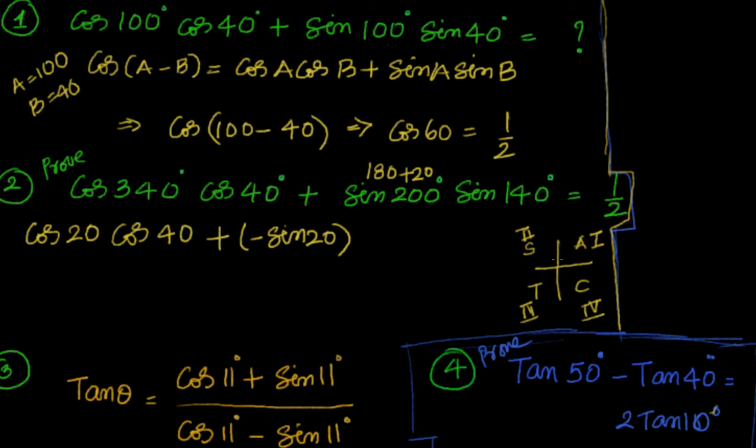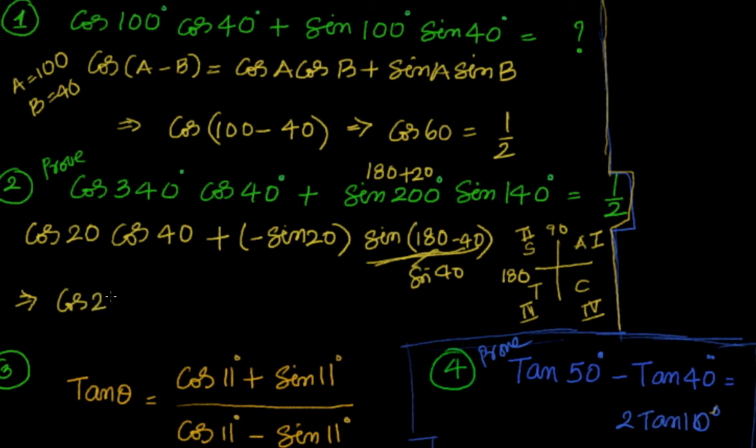Again we have sin 140. Sin 140 is in which quadrant? It's in the second quadrant. That is nothing but sin of 180 minus 40, which is nothing but sin 40. Now what does this become? Cos 20 cos 40 minus sin 20 sin 40.